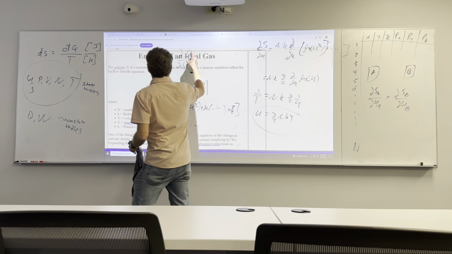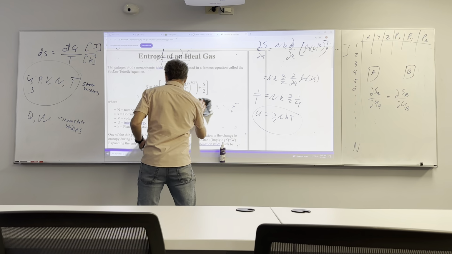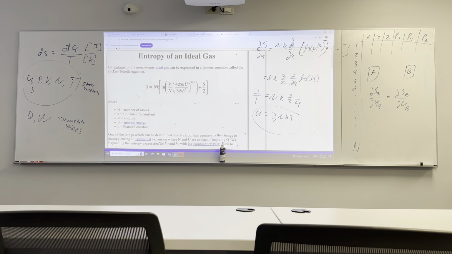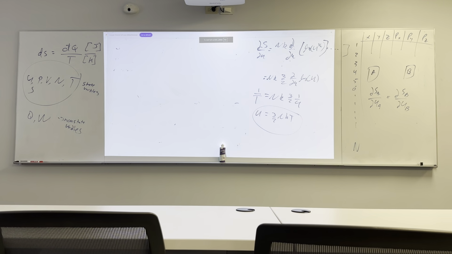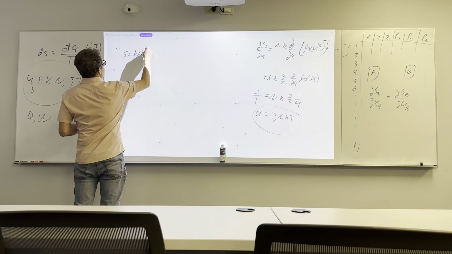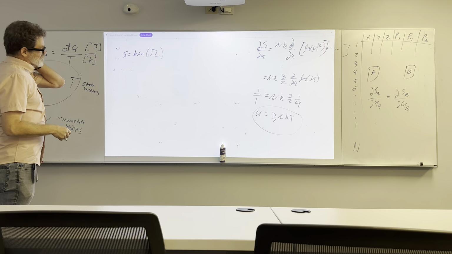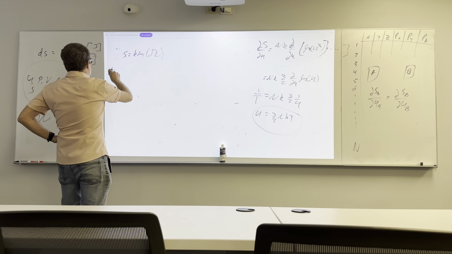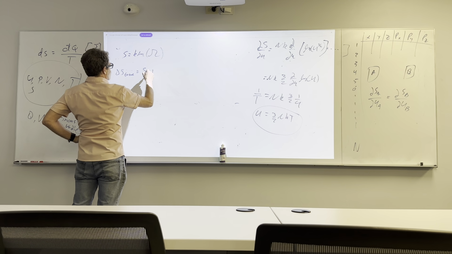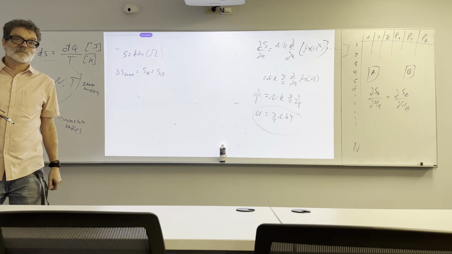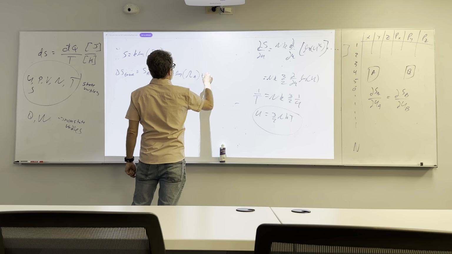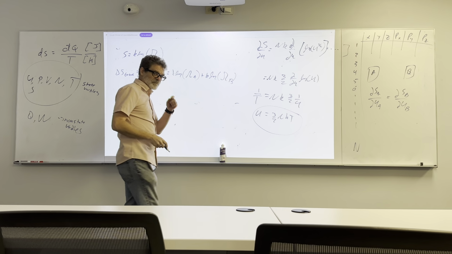So how do I calculate multiplicity? Entropy is k natural log of the multiplicity, right? So how do I get the total entropy? That's S_A plus S_B, let's say. We just add them. So that's k natural log of multiplicity of A plus k natural log of multiplicity of B, right?